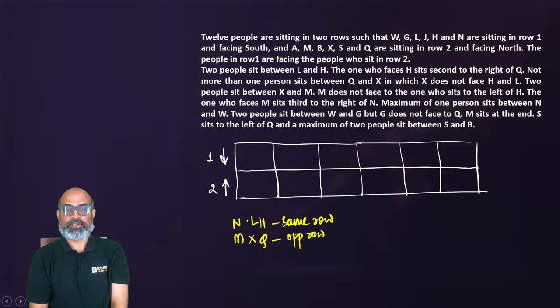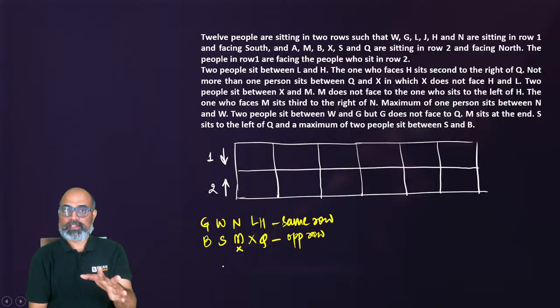Maximum of one person sits between N and W. So we definitely know that N and W are in the same row as L and H. 2 people sit between W and G. There is one more person who just joined the same row. But G does not face Q. So G is not going to be facing Q. M sits at the end. So we are sure where M is going to sit. Next, S sits to the left of Q. So S goes to the opposite row. And a maximum of 2 people sit between S and B. So between S and B, maximum 2 people. So we're not sure about 2 persons here, right?